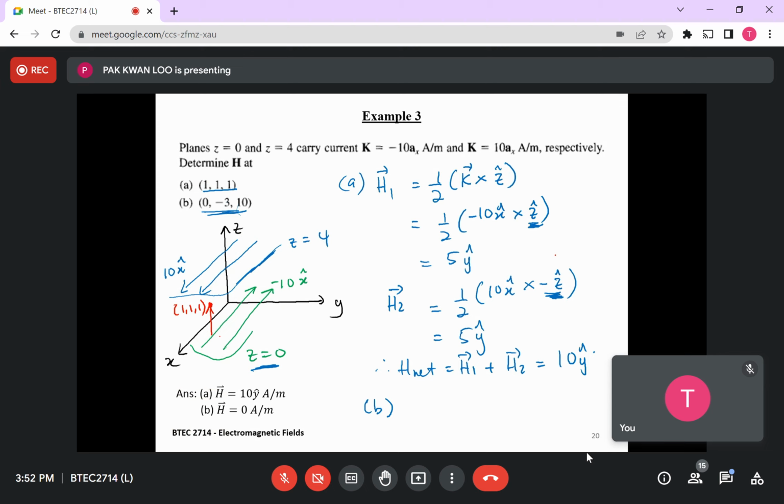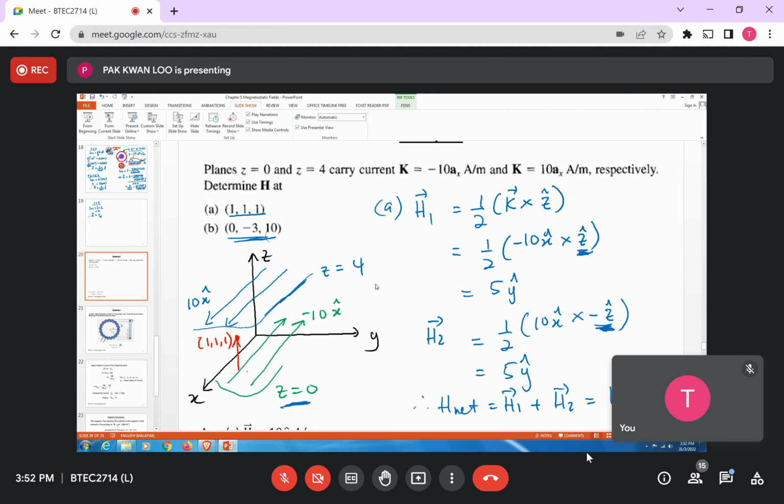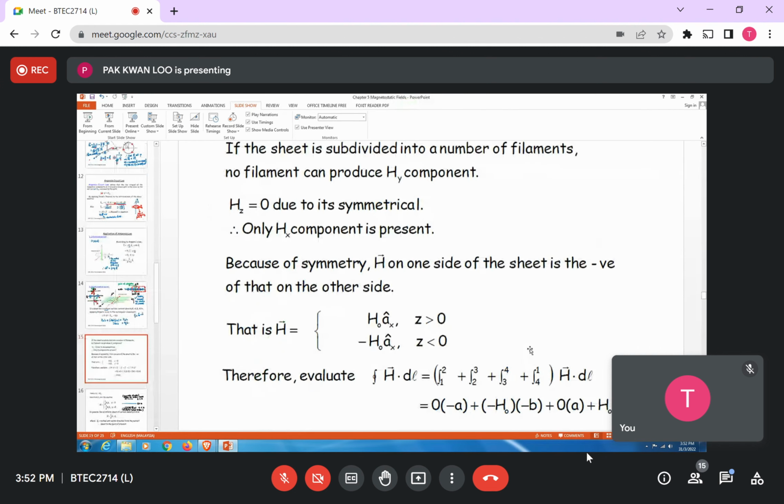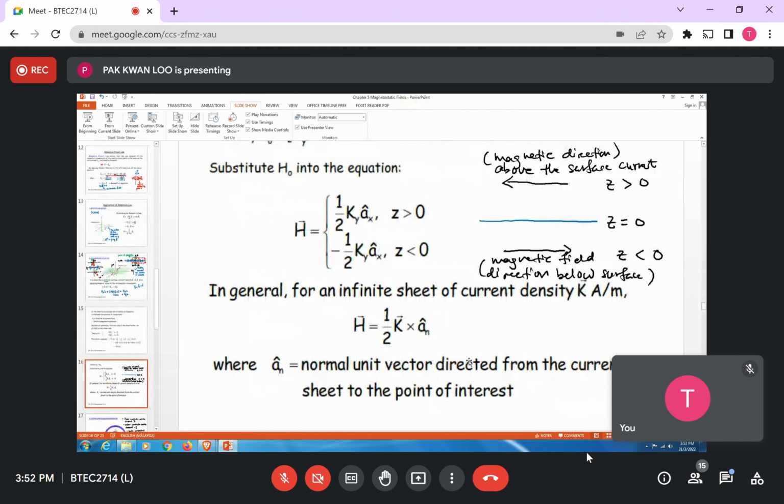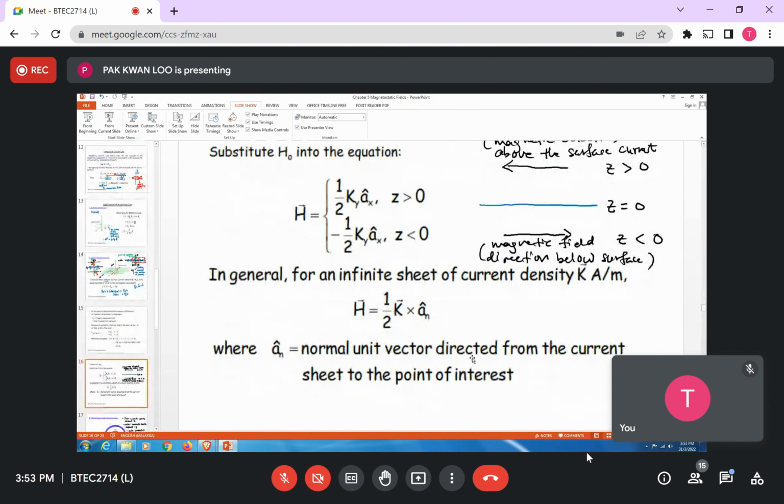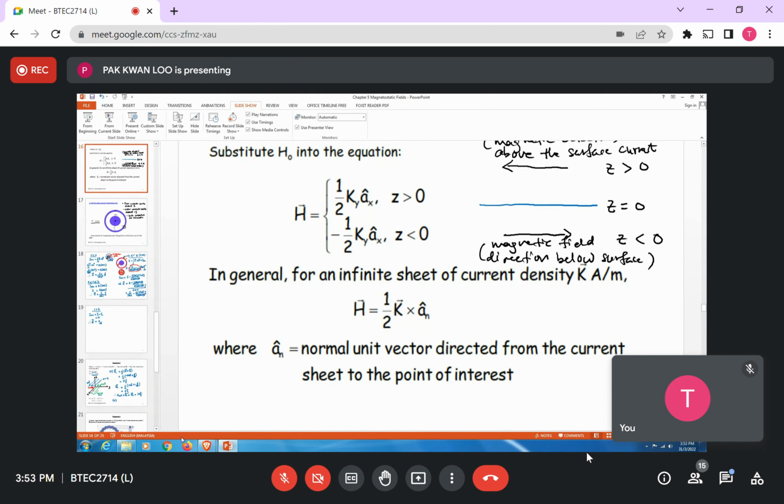If we go back to the definition, it says the normal unit vector is directed from the current sheet to the point of interest. From the current sheet, that means from the plane to the point of interest.